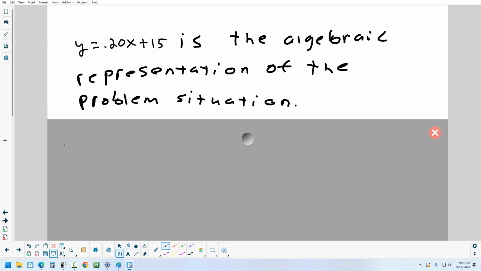All right, so now, this equation that we set up, that's called the algebraic representation of the problem. If somebody were to come in right now and look at the board and see that equation, y equals 0.2x plus 15, they have no idea that this is about renting a car, and you pay $15 up front, and then you pay 20 cents a mile.